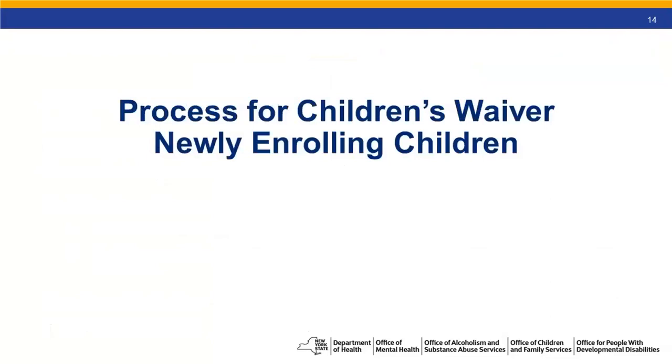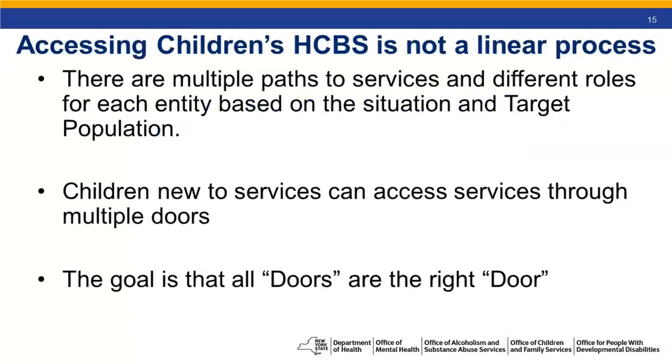Now we get into the process for children's waiver and newly enrolling children, or net new to the state service system. The first table, well, actually it's not the table, we have a slide here, and we just wanted to have a little mention that this process is not a linear process. So there's multiple paths to services and different roles for each entity based on the situation and the target population.